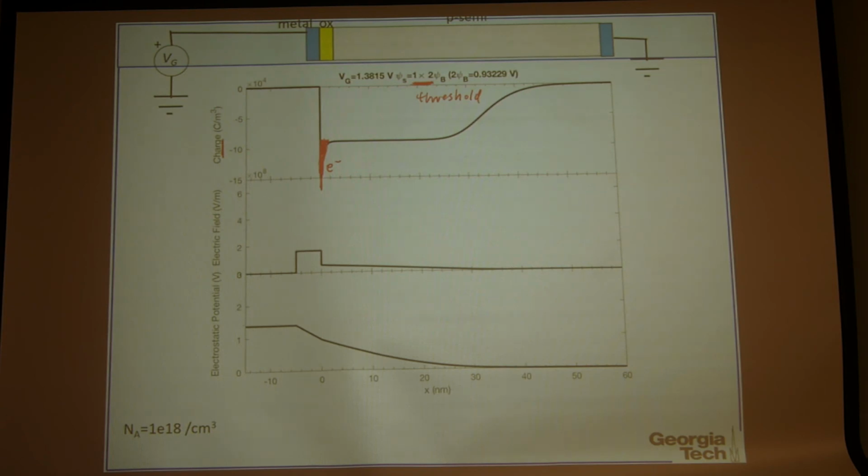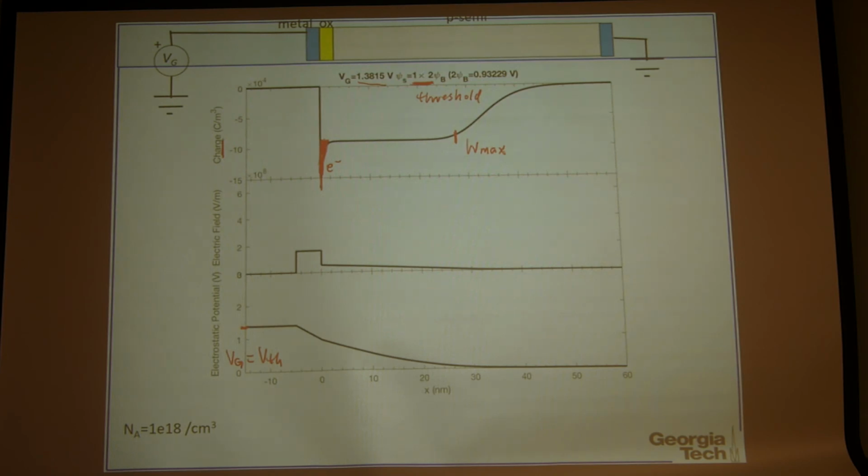And now this gate voltage is defined as the VTH, threshold voltage. In this case, this is 1.38 volts. And now this is like the maximum depletion width. So this is the condition for the threshold.